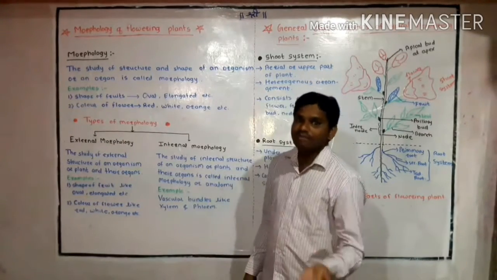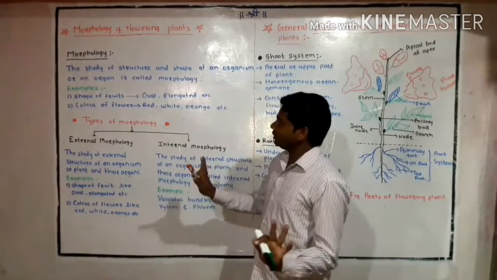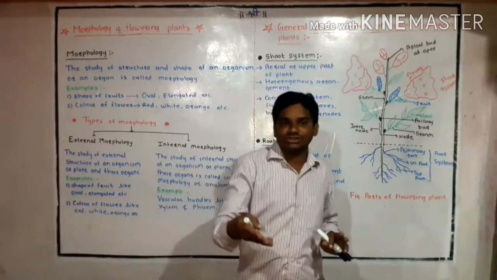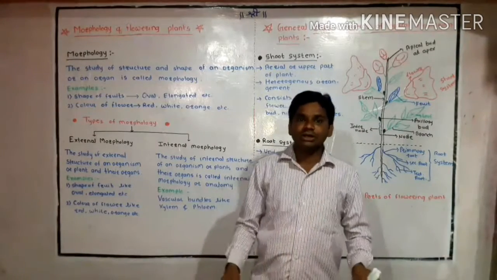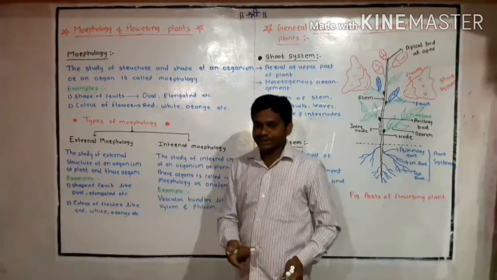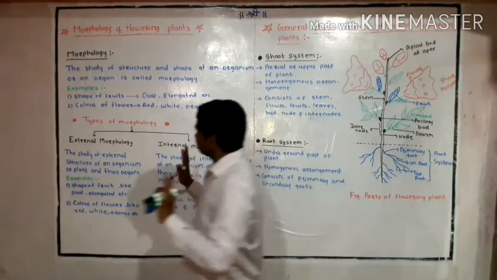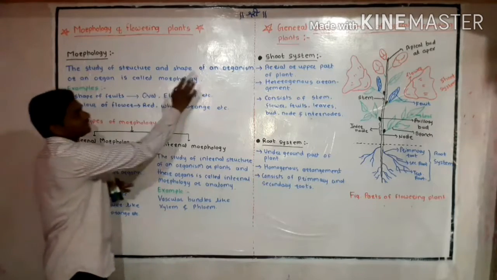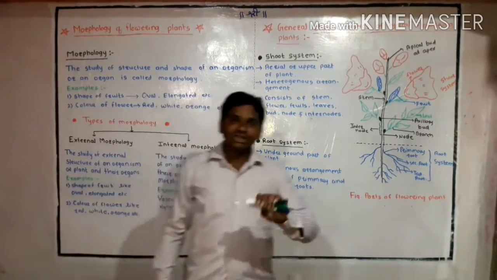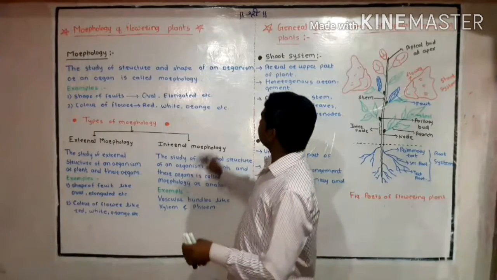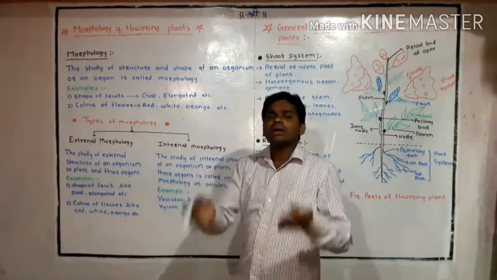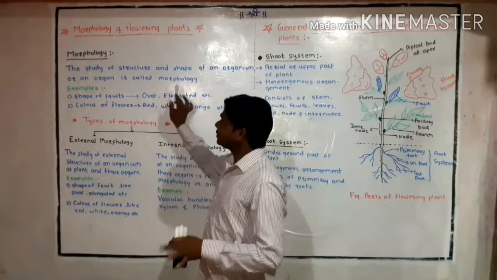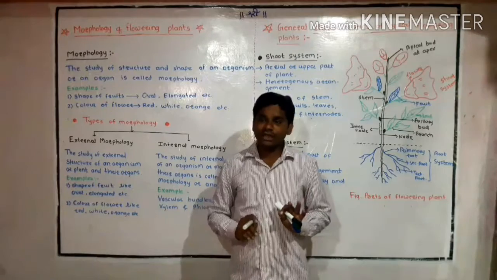What is meant by morphology? Morphology is nothing but the external structure or any structural part of the organism. Morphology is the study of structure and shape of the organism or organ of that organism. It is called morphology.